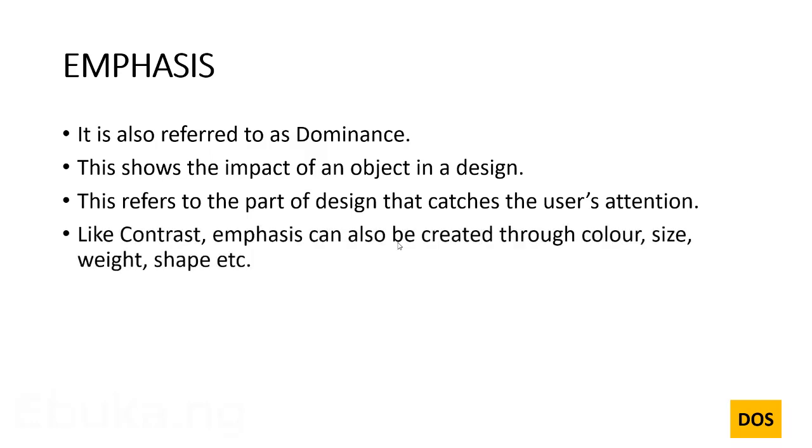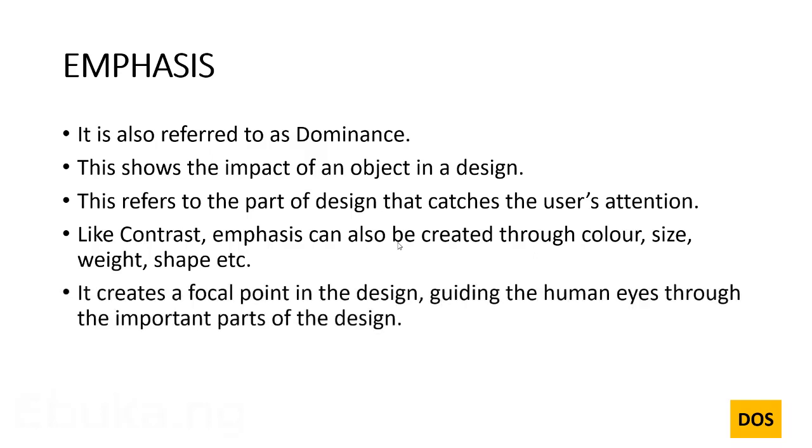Like contrast, emphasis can also be created through color, size, weight, or shape. You can create emphasis on the main point of your message through these. You could give it a different color. You could make it bigger. Usually, to lay emphasis on the central theme of a message, it's done by making it bigger, or giving it a different color from the rest of the background, or making the font weight thicker than the other objects, or using some specific shapes. It's very similar to contrast in that regard.